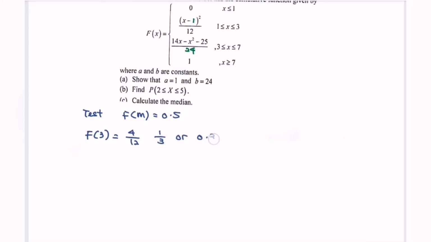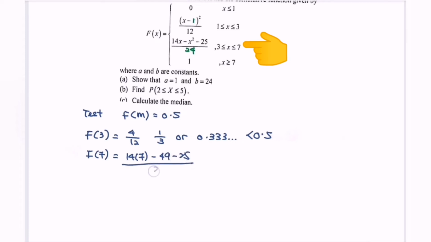or we can say 0.333 repeated 3, which is less than 0.5. So that means the location for 0.5 doesn't lie between 1 and 3. Next, we're going to test the f7. So kindly substitute, where we have 14 multiplied with the 7 minus 49 minus 25 over 24. So as we all know, 14 multiplied with the 7 gives 98 minus the 49 minus the 25, and we will have 1, which is greater than 0.5.